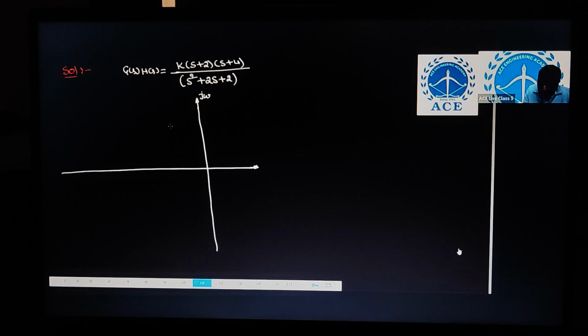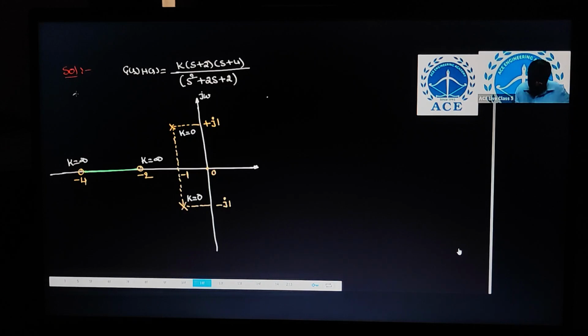Right. Now come on, where are the poles? What is the location of the pole? The pole location is -1 plus j1 and -1 minus j1. Zeros: one is -2, another is -4. So here K equal to 0, and here K equal to infinity. Here there exists a root locus branch.